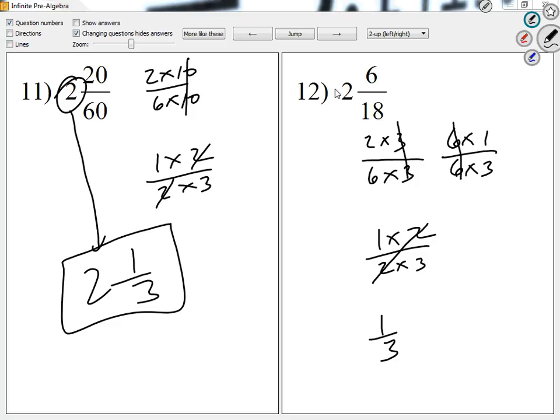And then on the front of it, don't forget the whole number. So I'm going to write this as 2 and 1/3. Right, don't forget the whole number. Any questions up to number 20?